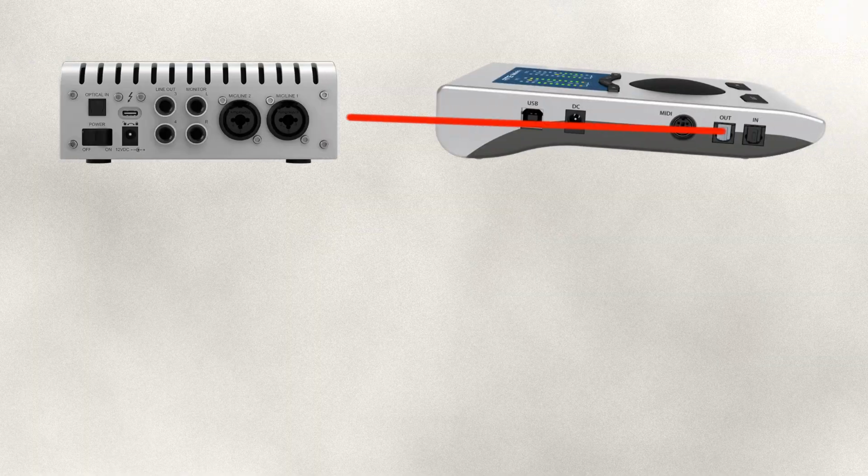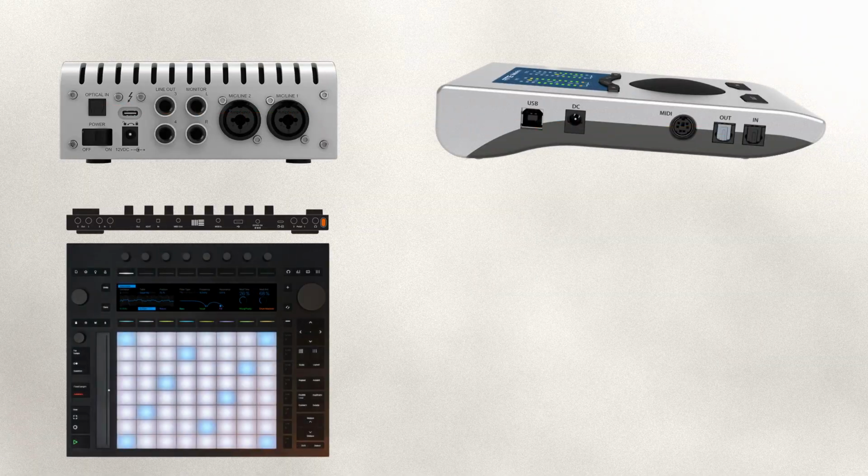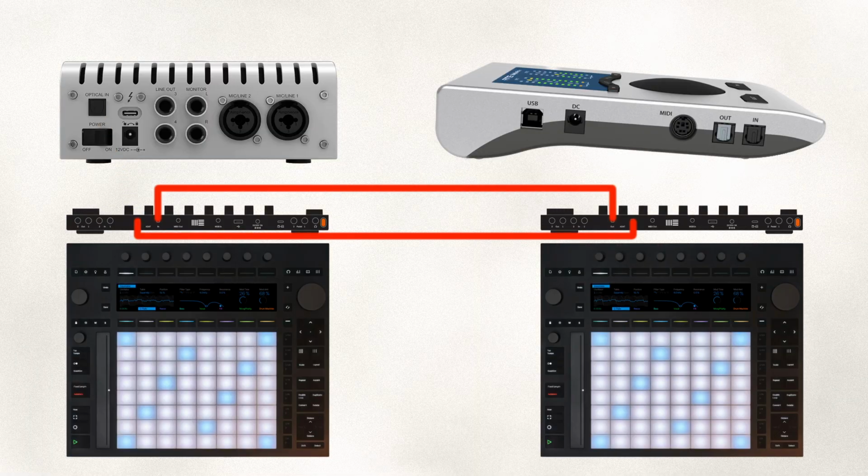Let's get straight to the point. The ADAT protocol is used to transmit audio signals in a digital format between devices. For example, between two audio interfaces, between a groove box and an audio interface, or even between two groove boxes. Basically, between any sound source with an ADAT output and the receiving device with an ADAT input.